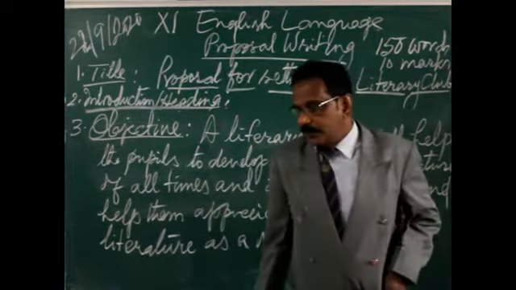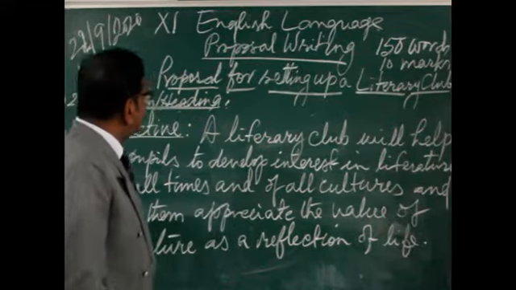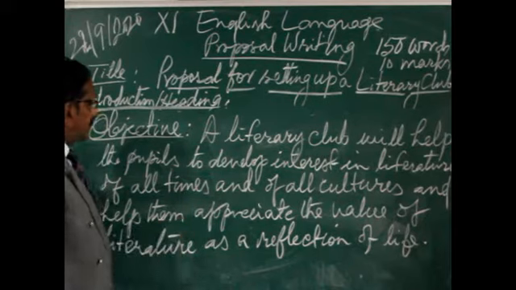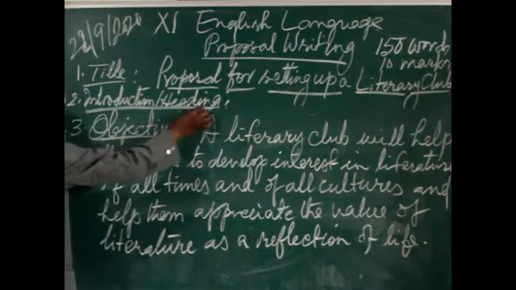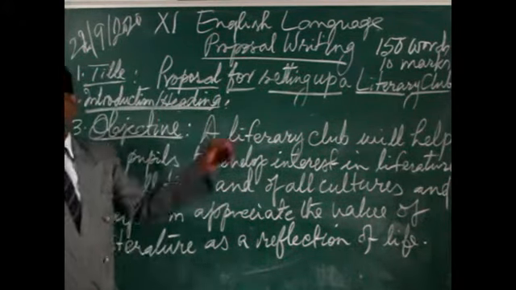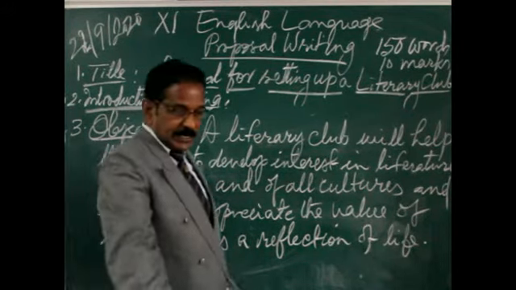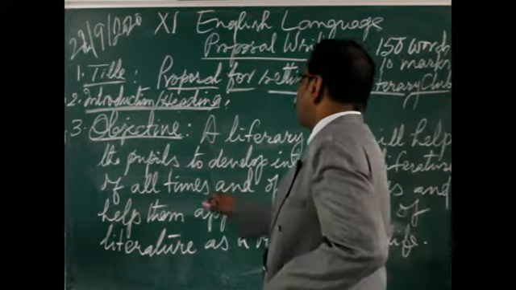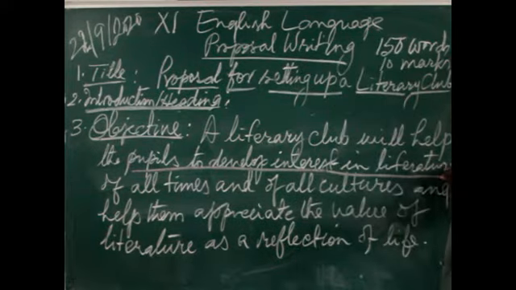Okay, so we have written the objectives. This should contain a minimum of 2 points, I told you. So, a literary club, this heading, the title is underlined. So a minimum of 2 points. A literary club will help pupils to develop interest in literature. That is 1 point.